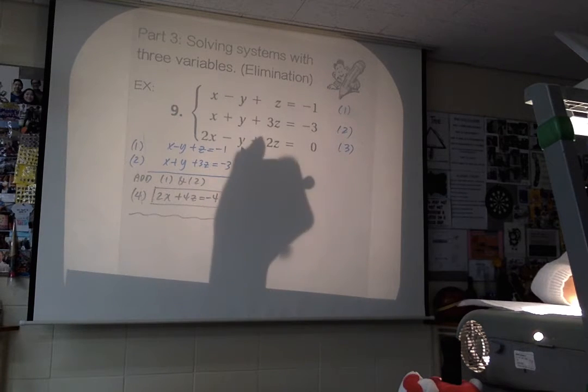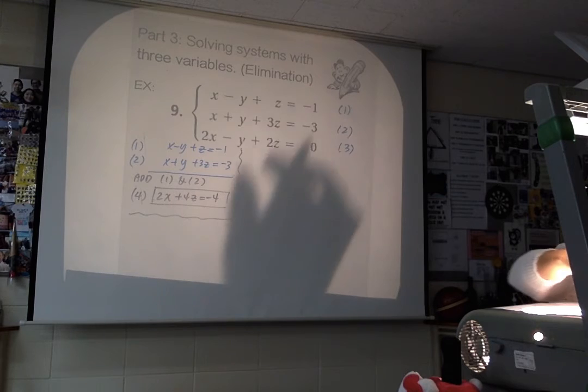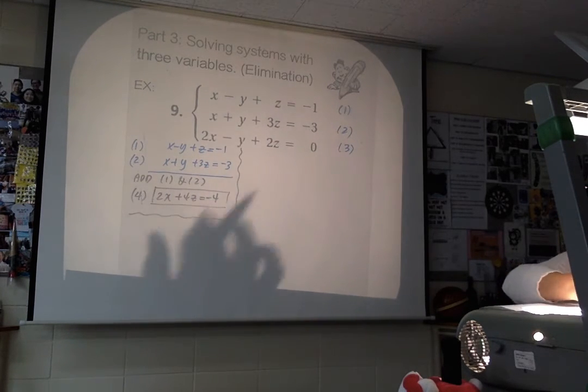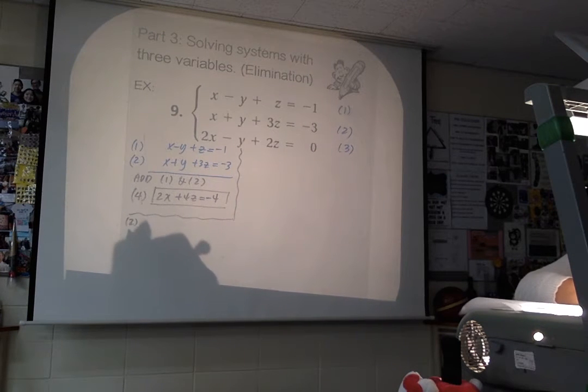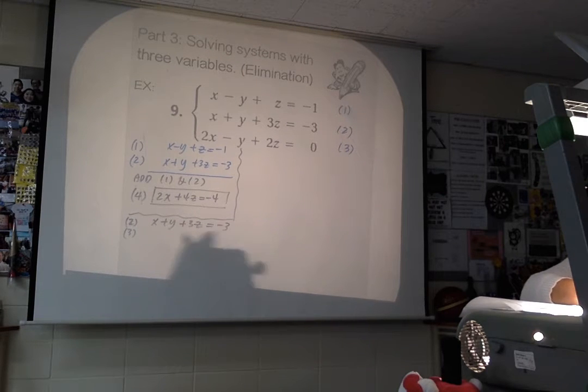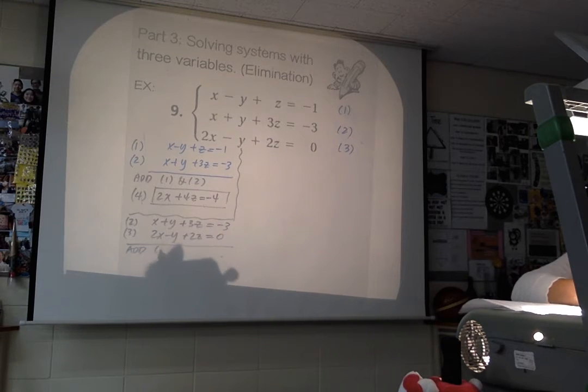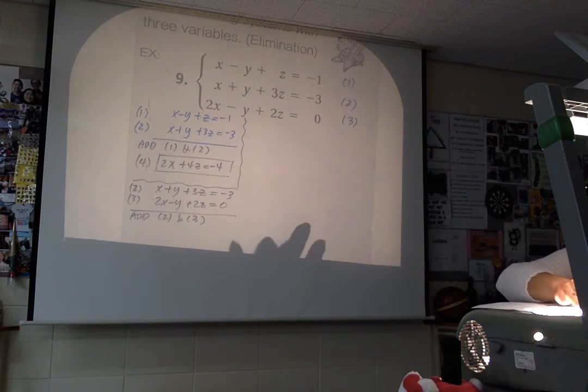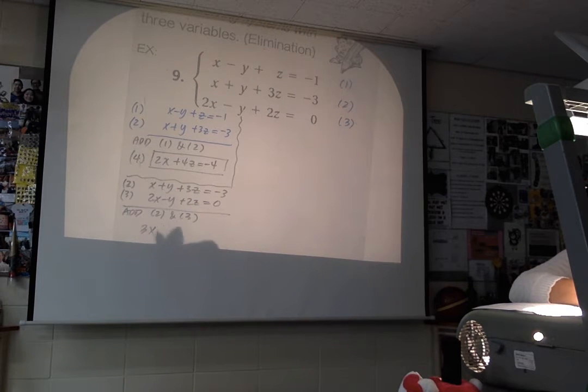Alright, well that step is done. Now let's look at equation 2 and 3. Is there a way I can get rid of the y so I can get it in terms of x and z? Just like this one. So we're going to do equation 2 and 3, and we're going to combine them together. So I'm going to conveniently write them again. 2x minus y plus 2z is equal to 0, and I'm going to add them. Add 2 and 3. And when I do, I'm going to go up a little bit, guys. Can you guys still see? 3x plus 5z is equal to negative 3. I'm going to box that and call that equation 5.